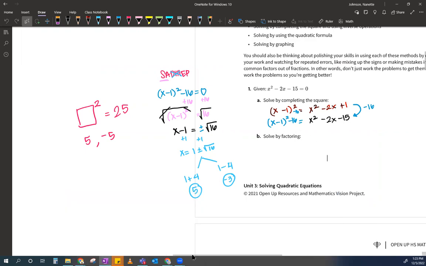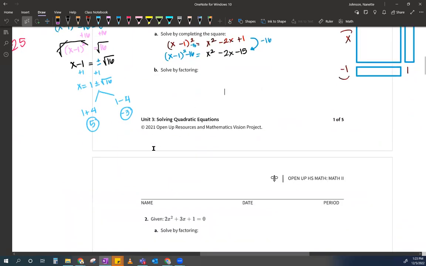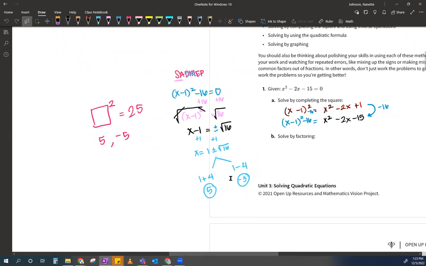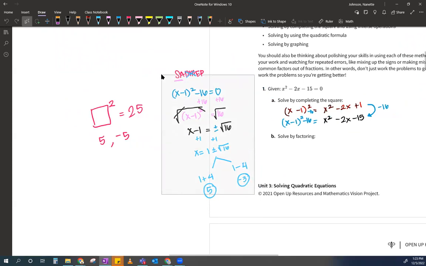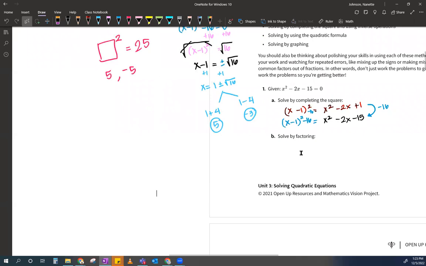Let's solve by factoring. Okay. So solve by factoring. I'm going to leave myself some room. Actually, let's move this up so I have more space right here. Sorry, I just want to move them up so that I have more space. Okay, so now I'm going to solve by graphing.